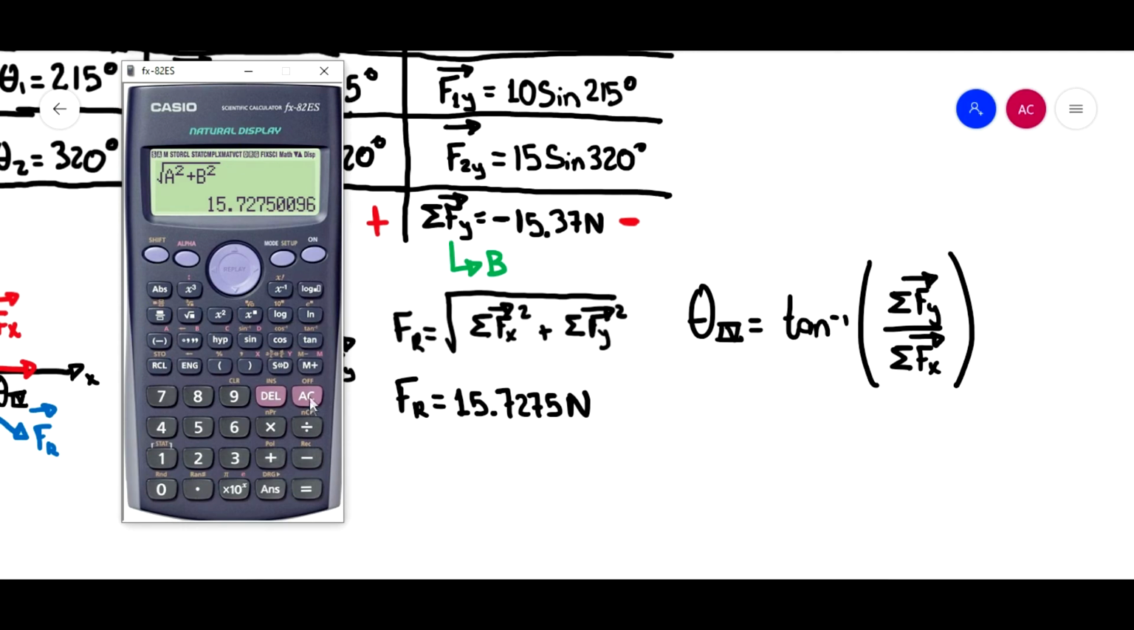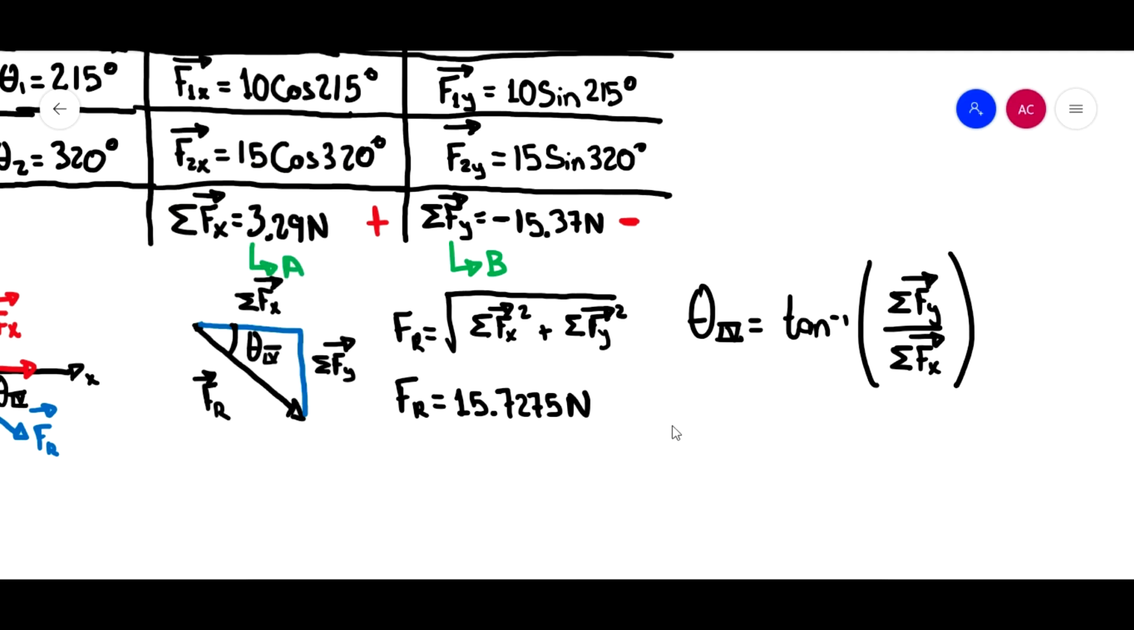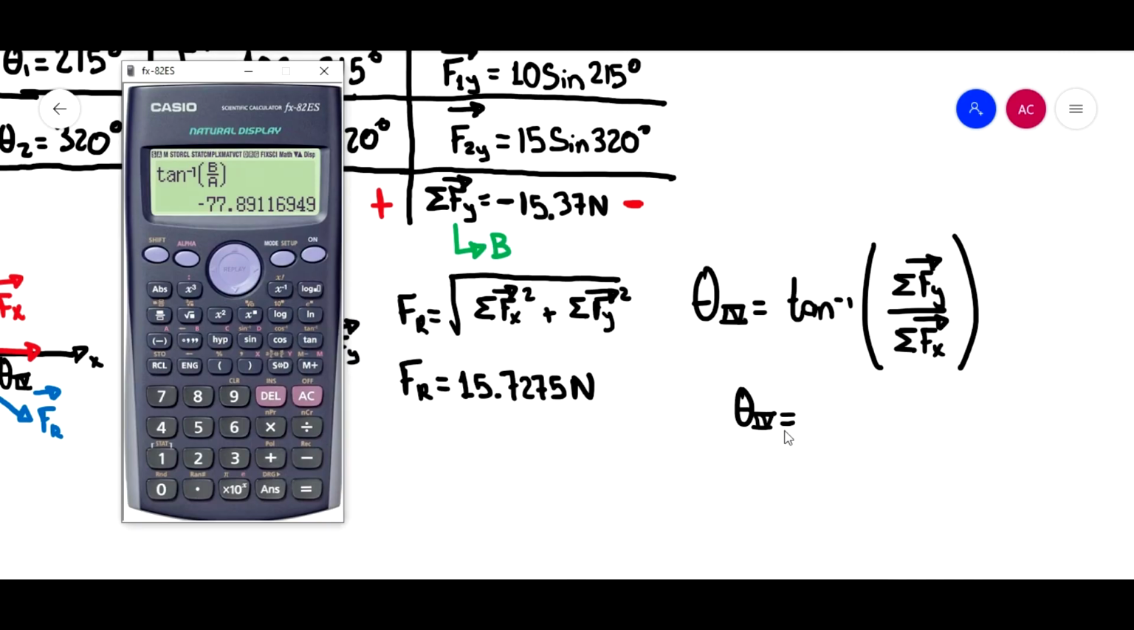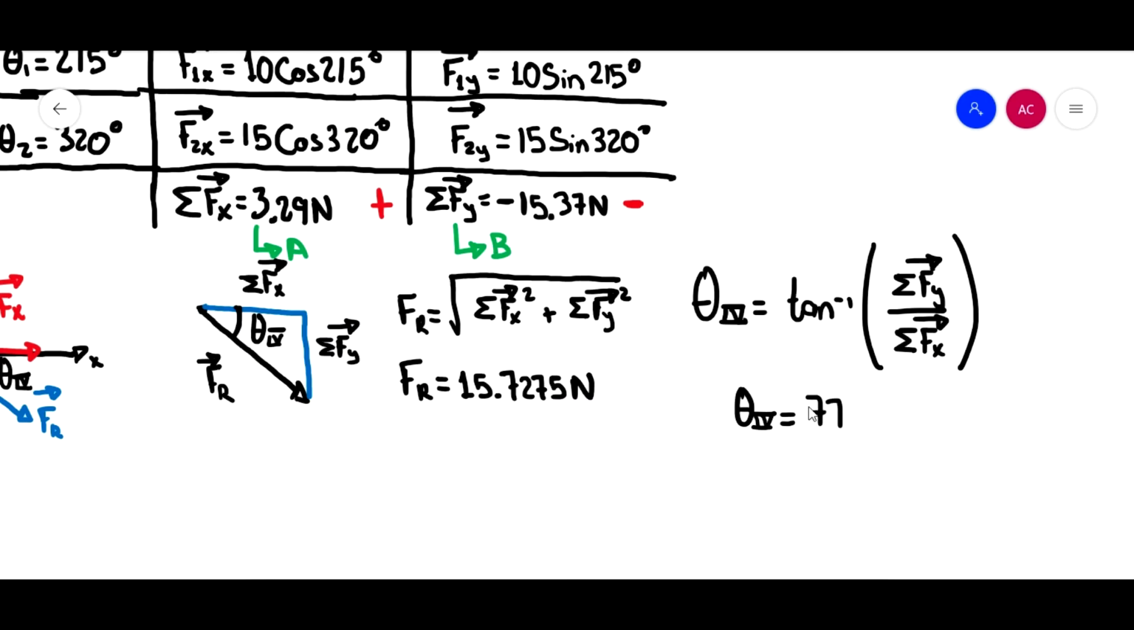Open the calculator. It will be Shift tangent, fraction. The value that I got in B is Alpha B over the value that I got in A, Alpha A. Close parenthesis, equals. And remember that I told you that, well, that angle, I'm going to write it positive. Okay, so the quadrant angle equals 77.89, just two decimals, degrees.